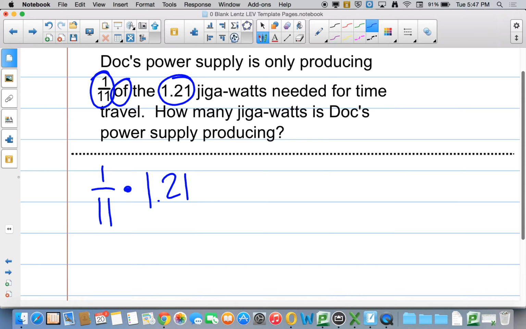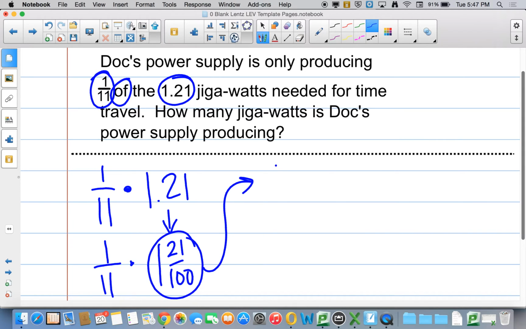Now, if you remember, when we have a fraction and we have a decimal, we've been calculating by putting both of them into fractions. That's what we've been practicing. So we're going to take that 1.21 and actually change it into 1 and 21 hundredths. So we actually have 1/11 times 1 and 21 hundredths. But then we're also going to take this and change it into our improper fraction. So let's do that up here where we have more space.